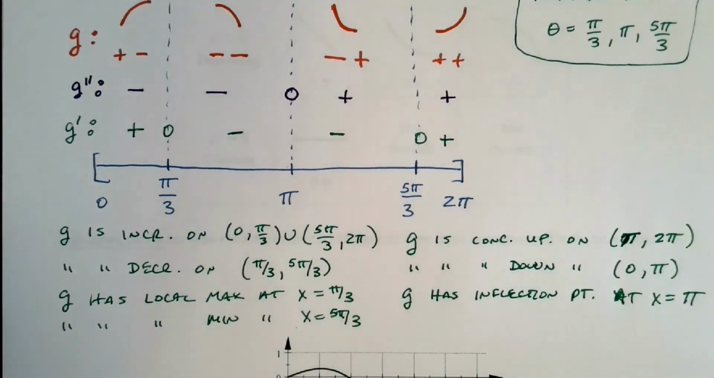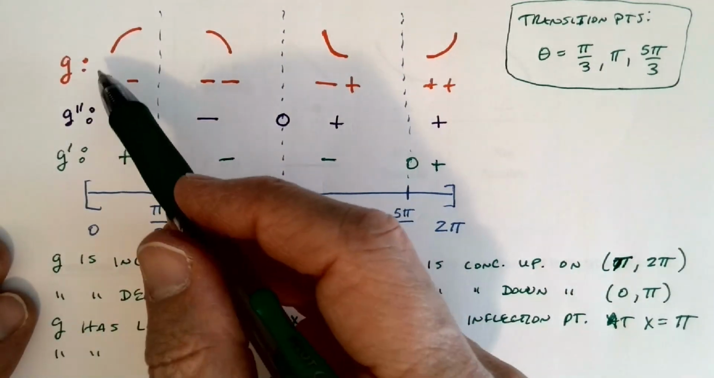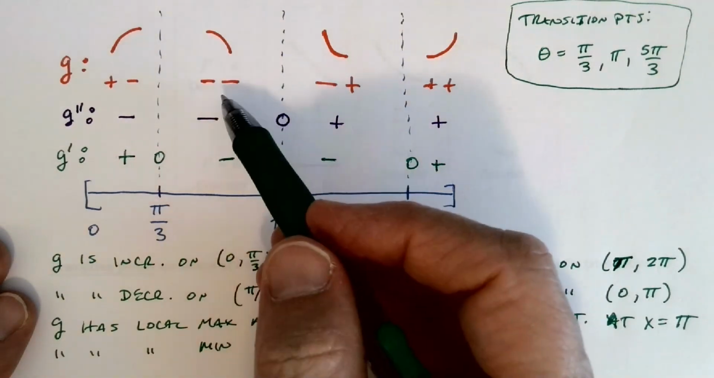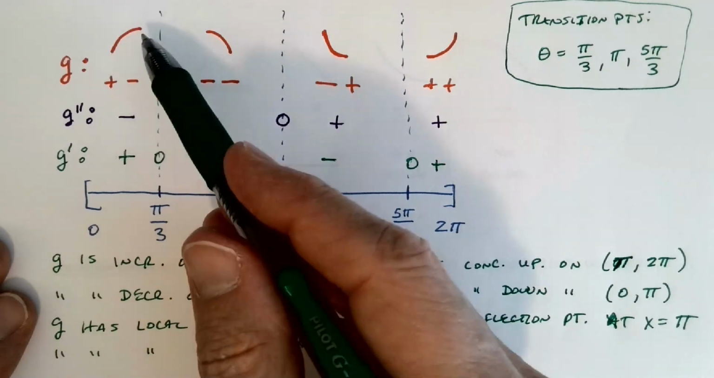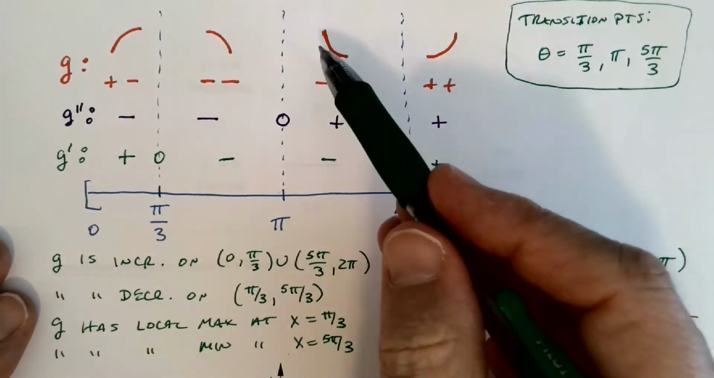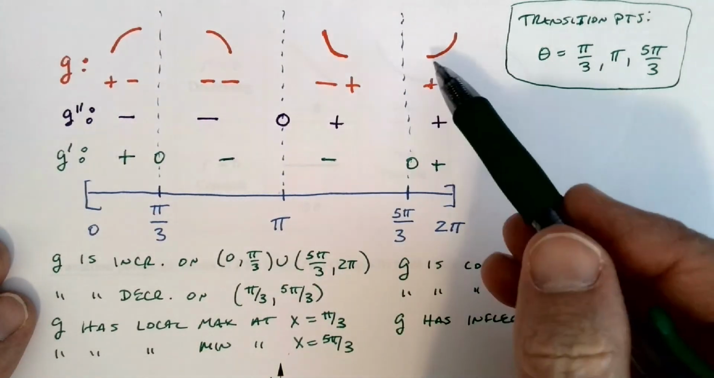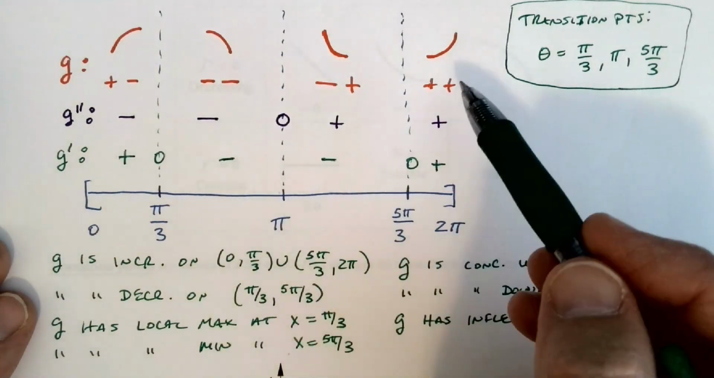Okay. So again, on the interval from 0 to pi over 3, we're increasing concave down. Pi over 3 to pi, we're decreasing concave down. And then from pi to 5 pi over 3, decreasing concave up. From 5 pi over 3 to 2 pi, increasing concave up. You can see the shape of that graph.